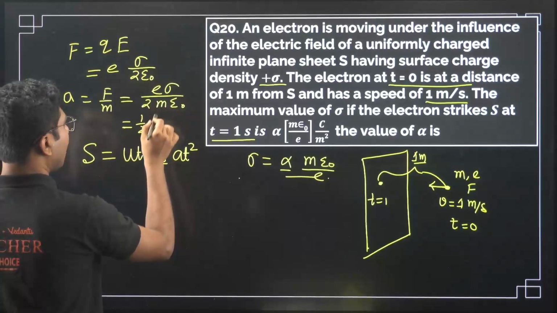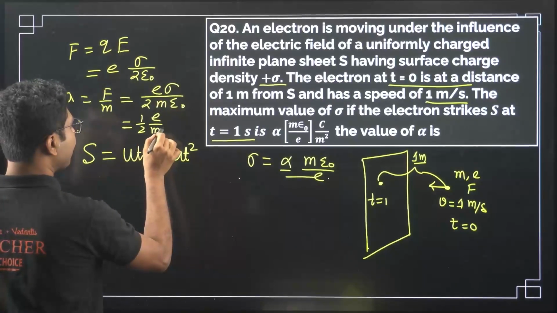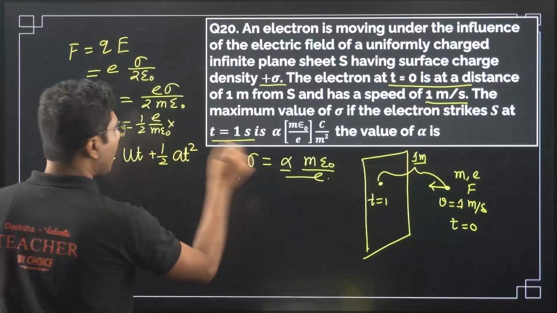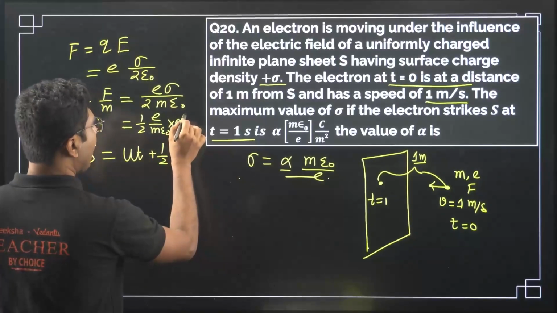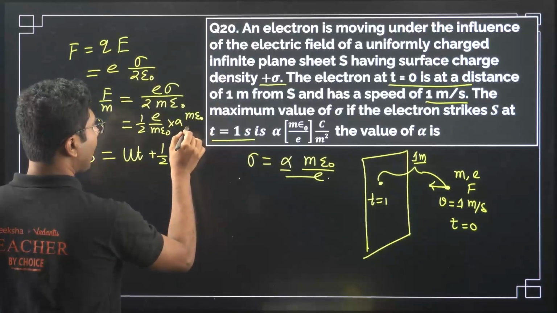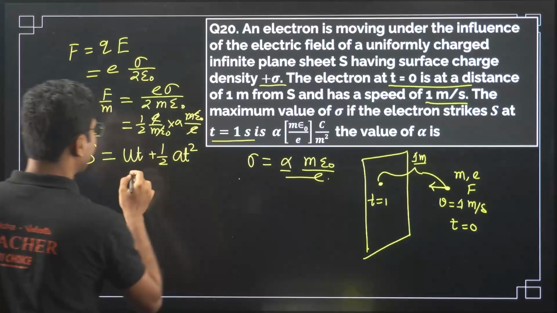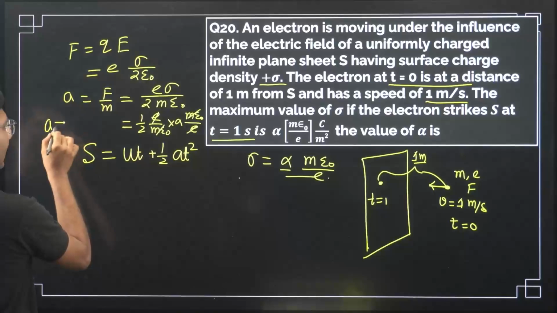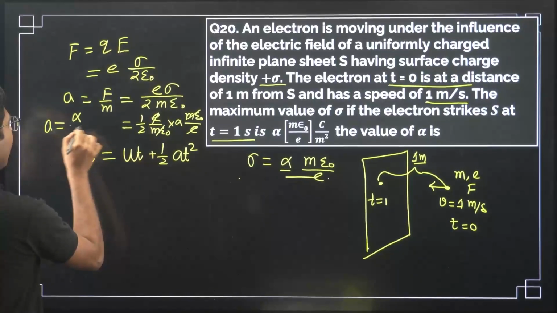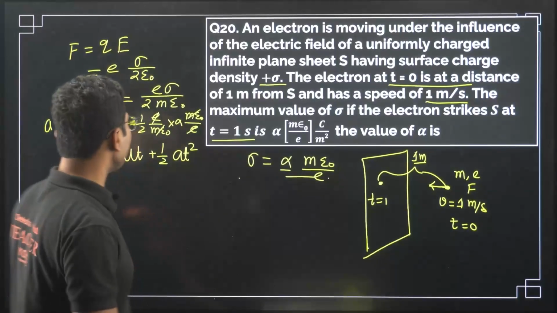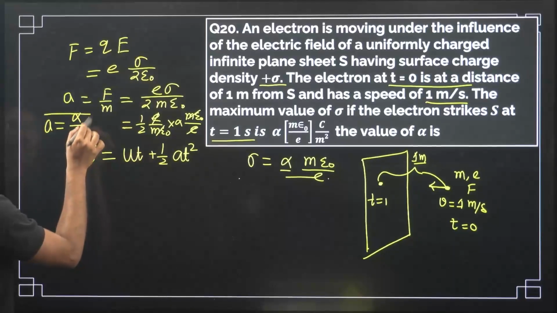Half E by m epsilon naught into alpha m epsilon naught by E. So E cancels, m epsilon naught cancels. So you get a equals to alpha by 2. Okay, so this is the value of acceleration that we have calculated.